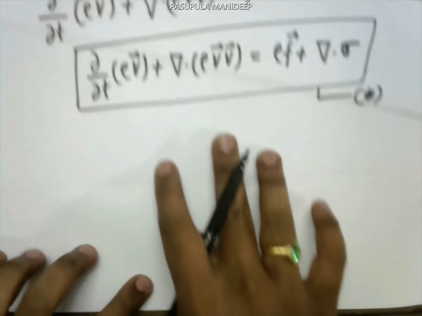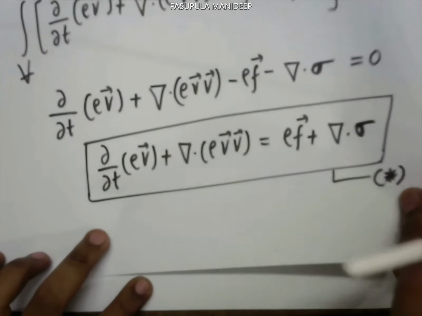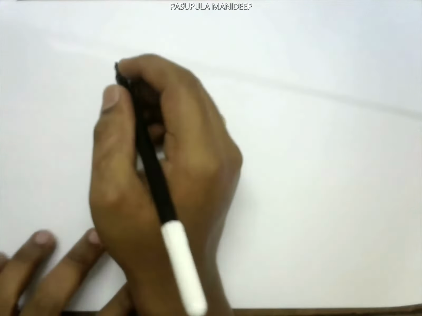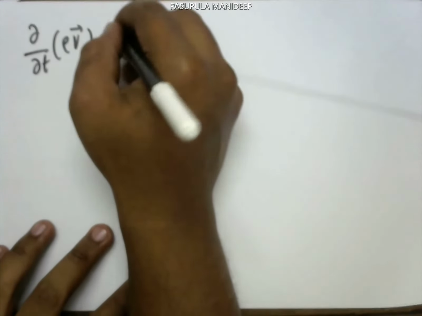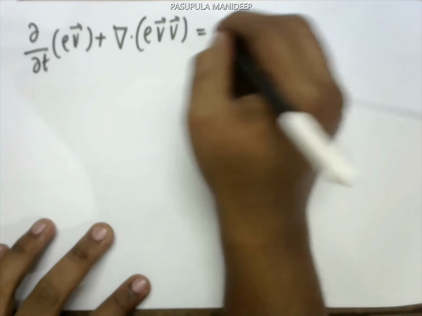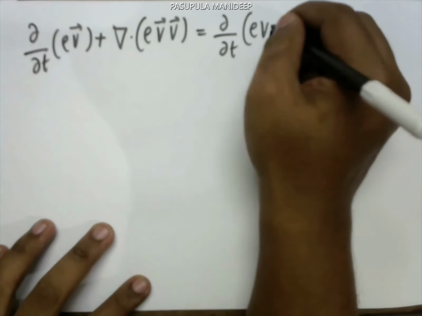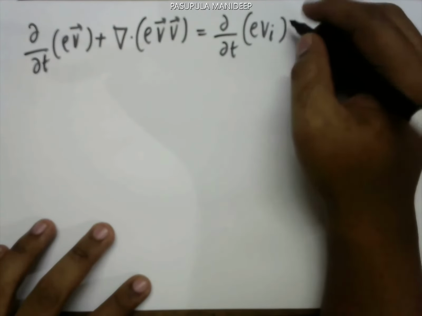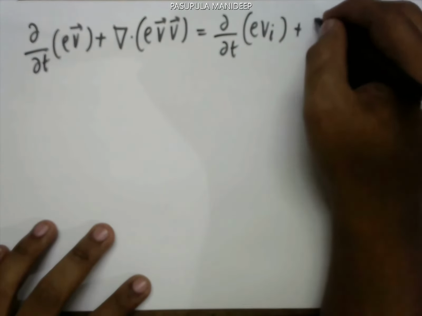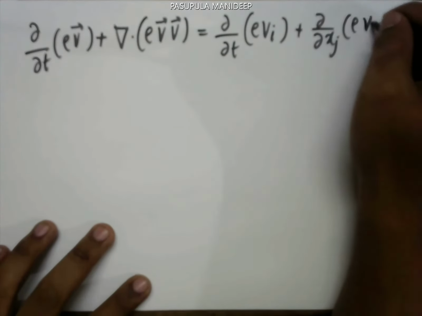Now, let us use the index notation on this LHS part. So using index notation on the LHS part gives us del by del t of rho v bar plus grad of rho v bar v bar, which equals del by del t of rho vi plus del by del xj of rho vj vi.